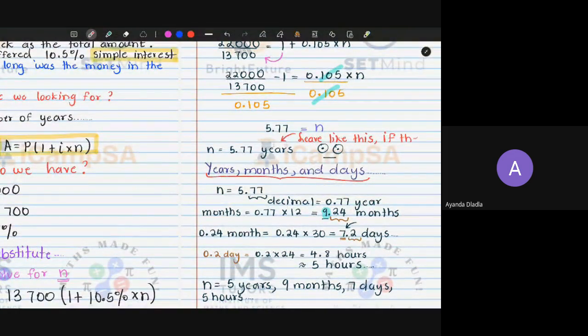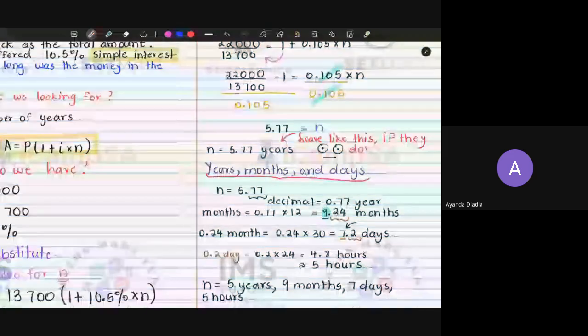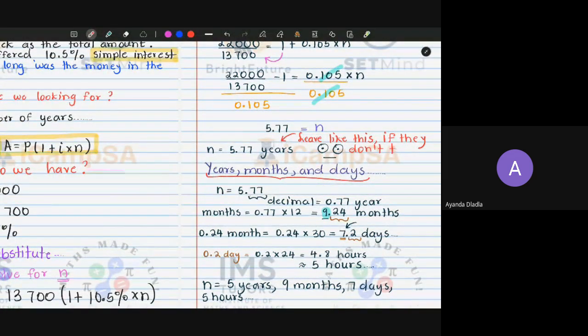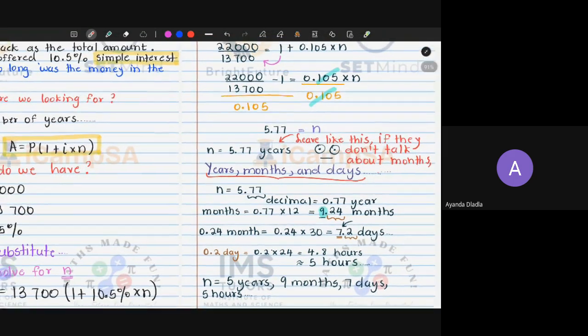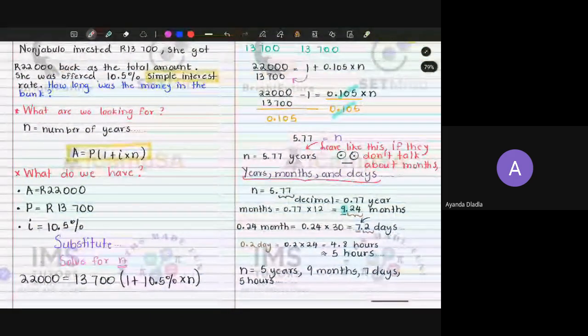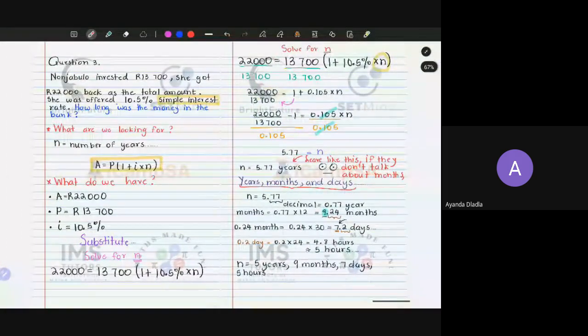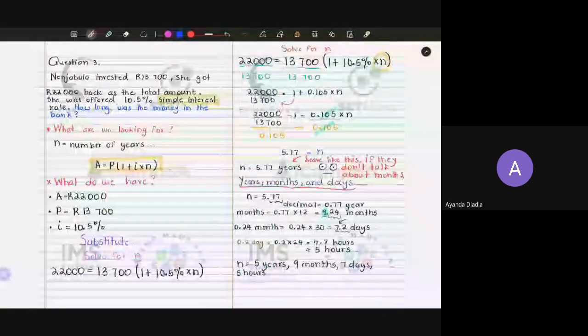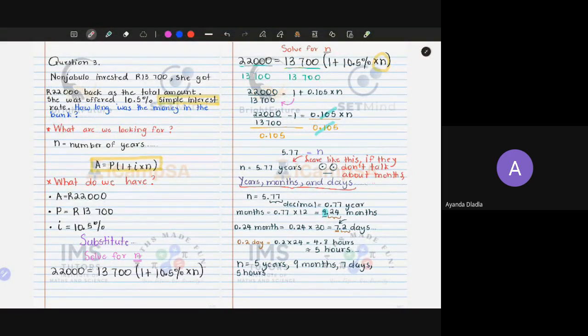Do you guys understand? If they don't talk about months and days, months and so on. But if they say so, then we need to do the work. So I hope you guys understand. So you now know how to calculate the P value, the N value, and the interest.